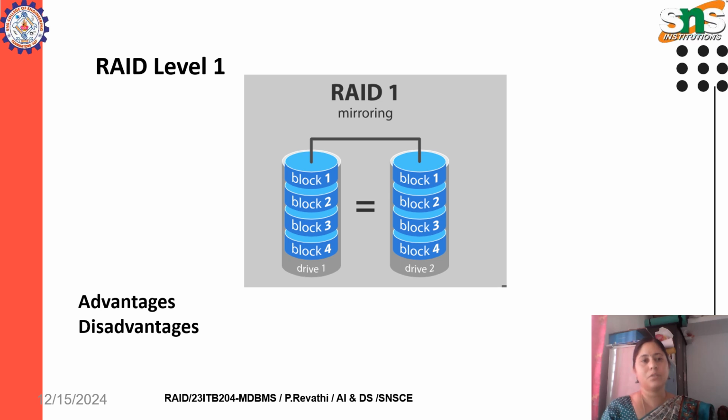Pros of RAID level 1: high data redundancy. Provides complete data protection, as data is mirrored across multiple drives, ensuring access even if one drive fails. Fast read performance. Since data is readily available on both mirrored drives, read operations can be very fast.